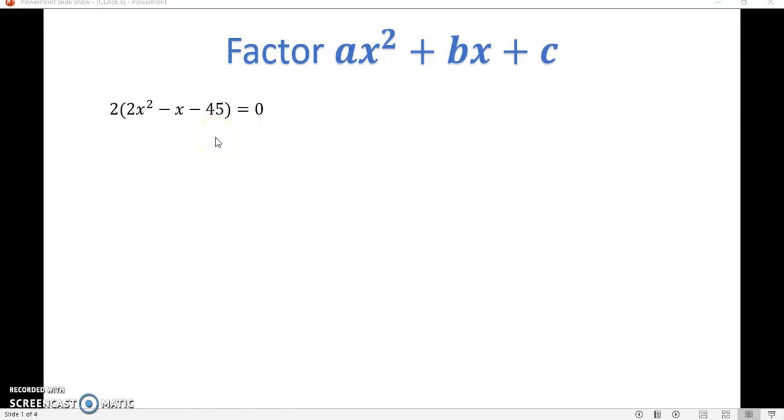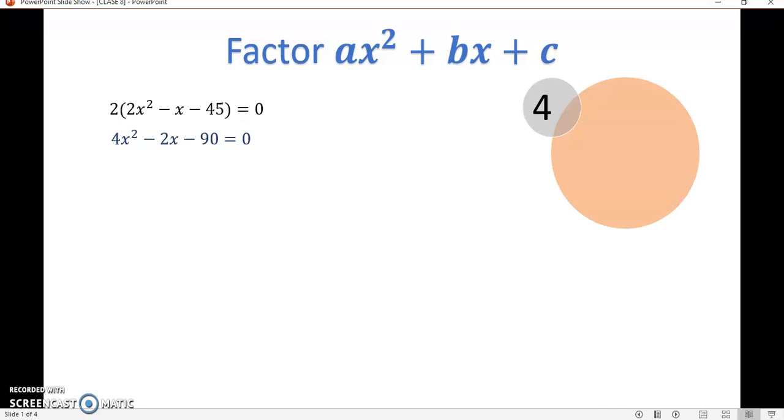So in here, the first thing I need to do is use my distributive property and multiply the 2 times everything inside the parentheses. So I'm going to multiply the 2 times the 2x², the 2 times the x, and the 2 times the 45. This way, my answer will be like this: 4x² minus 2x minus 90 equals 0.